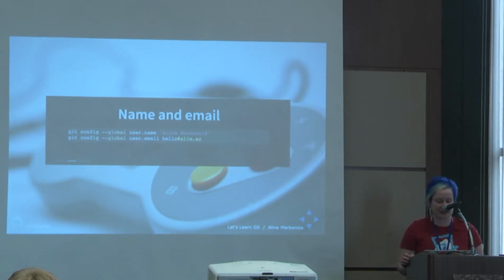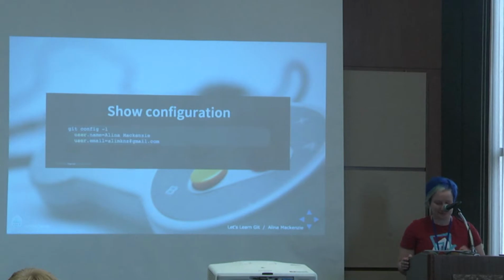So let's do that. Let's set our name and email. To do that, we use the git config command. And here I'm setting it globally to my name and email address. And I can also use git config -l to show that configuration. I'm going to breeze through commands and make these slides available afterwards, because this is such a short session. Originally, I was supposed to do 15 minutes, not 20.